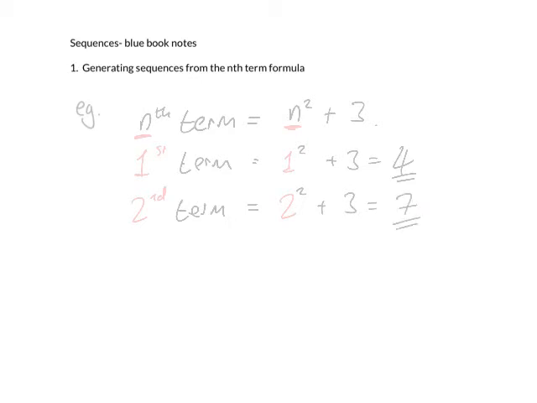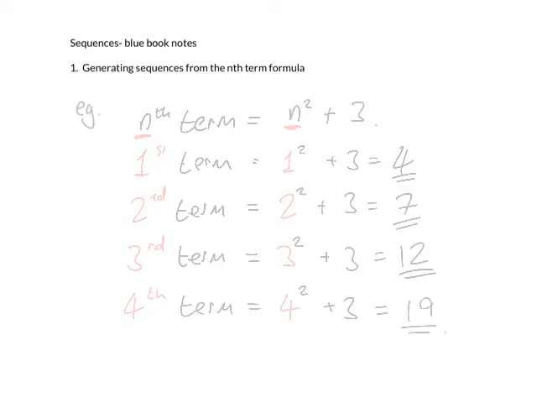And for the third term, we would be substituting 3 into the position that n takes in the formula. And if we do that, 3 squared is 9, plus 3 is 12. And the last example I'll give you is the 4th term. Now, I've written these out in full to show you exactly what's happening to the numbers 1, 2, 3, and 4 as we put them into the equation.